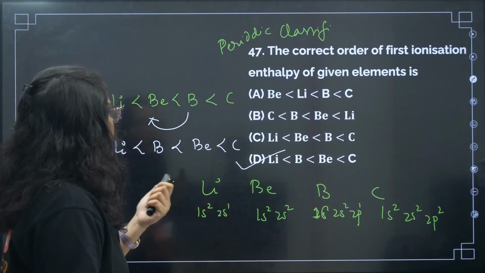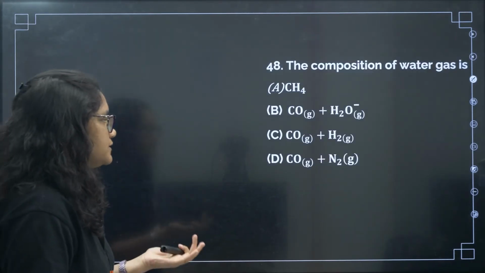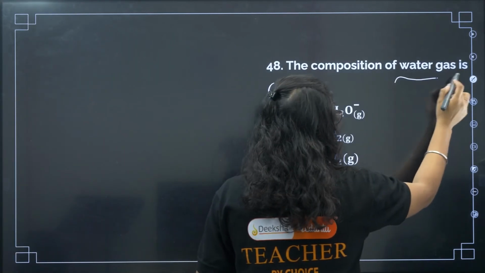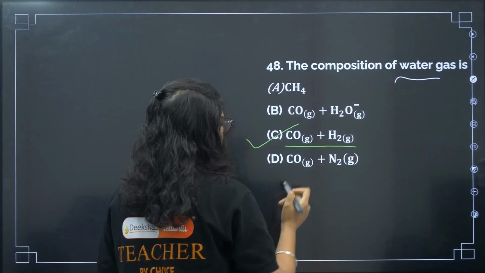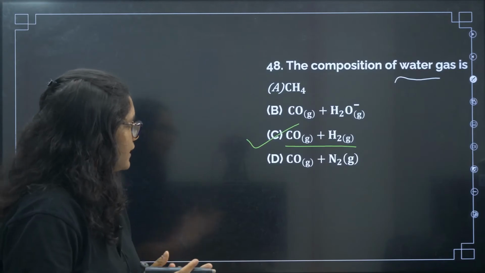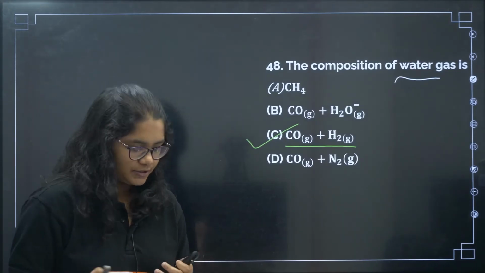Now coming to question number 48, the composition of water gas. All of you might know that water gas is a mixture of carbon monoxide and hydrogen gas. The correct answer is option C.